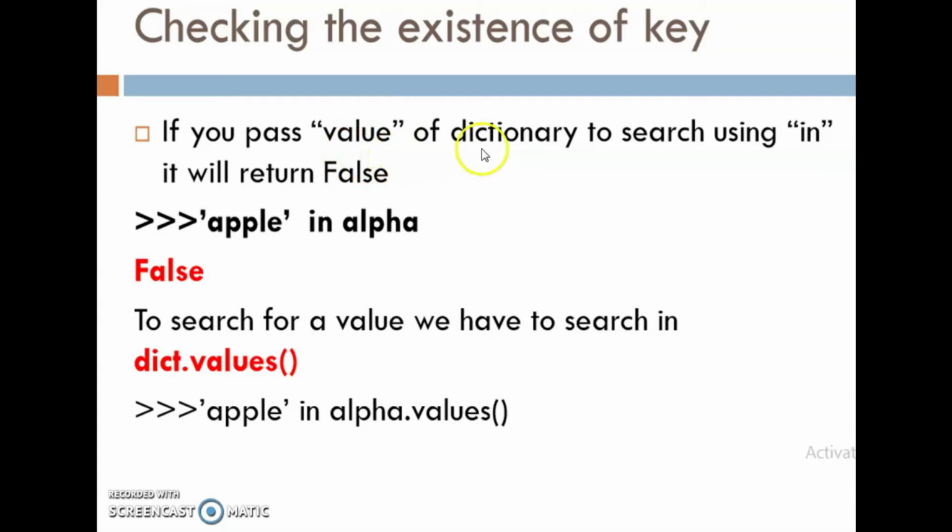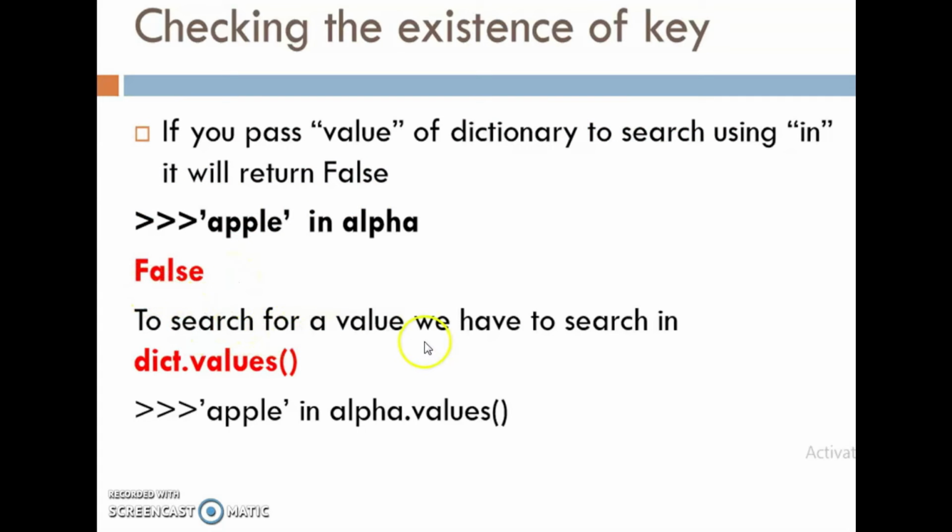If we pass a value of the dictionary to search using in, it will return false. Check this one, apple in alpha. Apple is a value. That value is not present in that because by using this in and not in, we are checking the keys, not values. The result is false.